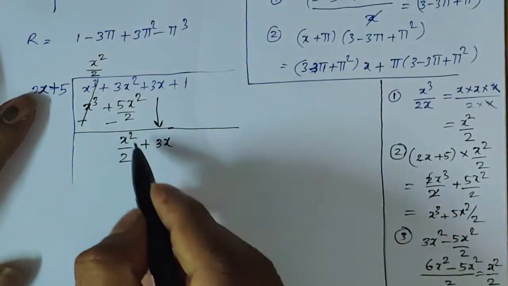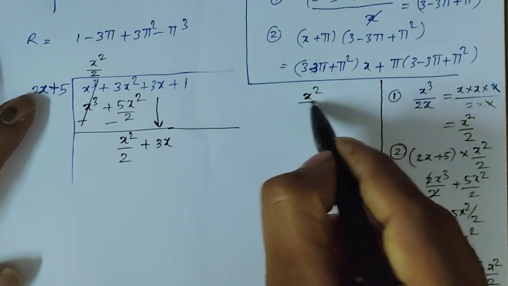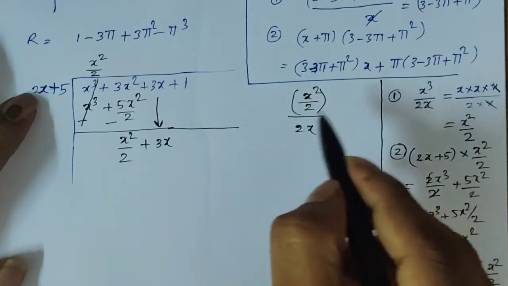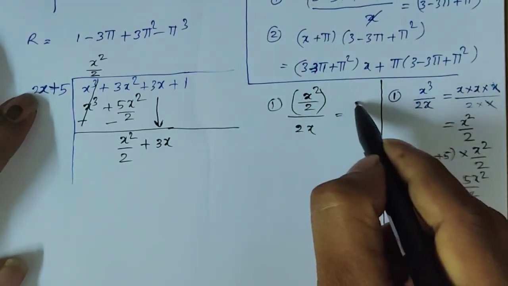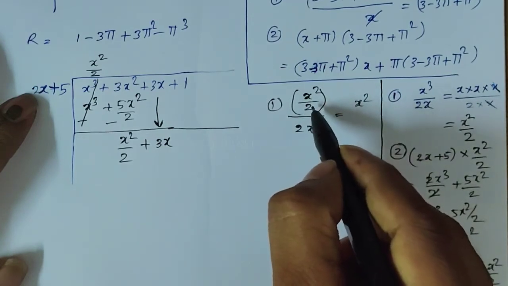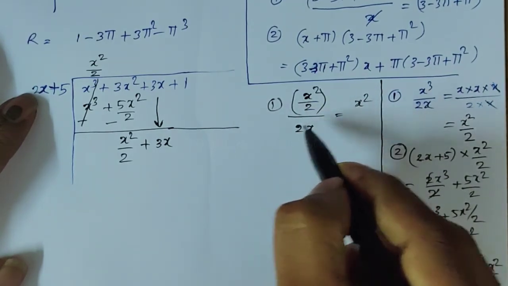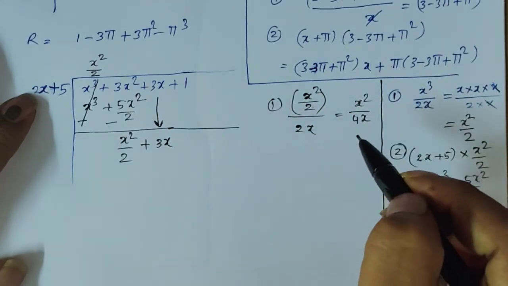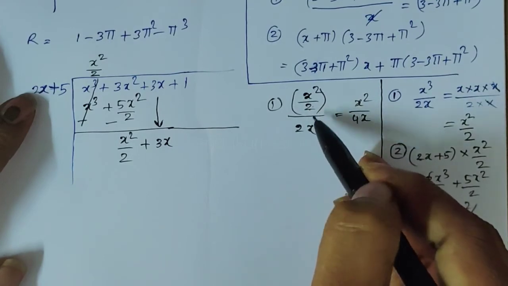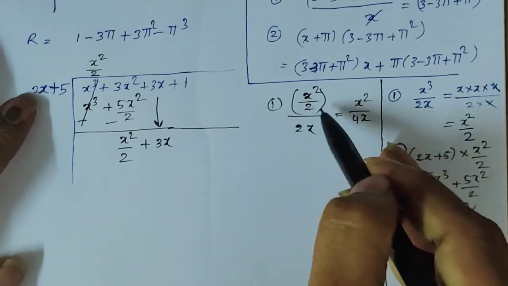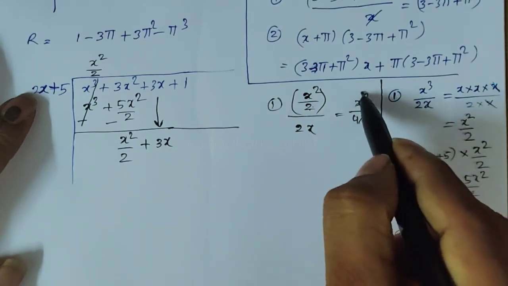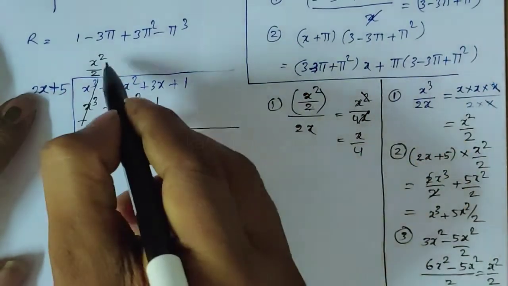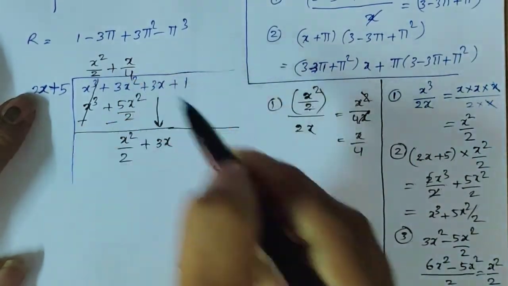Here the first term should be divided by the first term in the divisor, that means 2x. So this can be written as x square, and this 2 can be written in the denominator along with 2x. So 2 into 2x will become 4x. Both denominators are multiplied, so you got 4x. x square by 4x, x gets cancelled, so you got x by 4. This is the quotient term. Write it in the quotient area, x by 4.